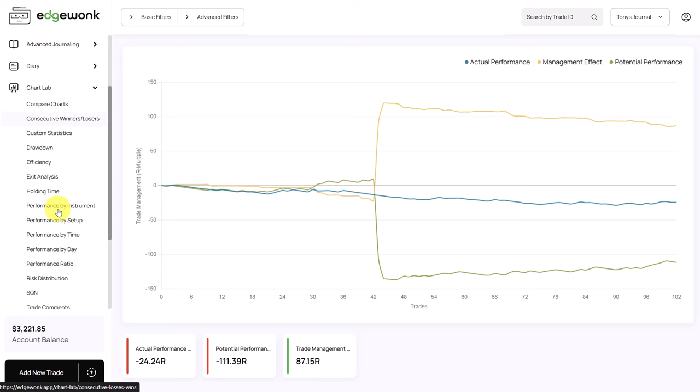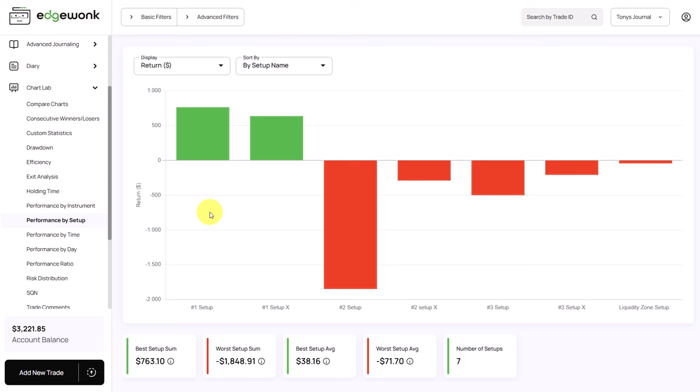When we now go to the performance by setup, we see that he currently only has two profitable setups. The other five are losing money at the moment. However, at this point, I would not say that he should stop trading all of the five underperforming setups. And after he has improved his trade management, he is most likely also able to see an improvement in the profitability of his losing setups.